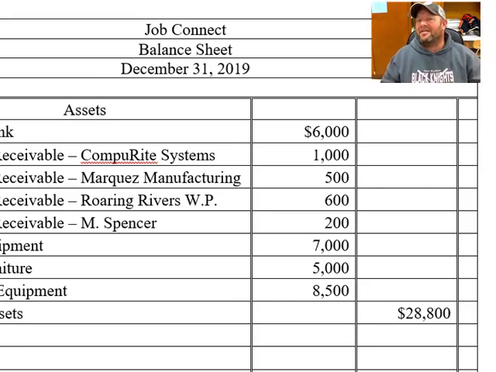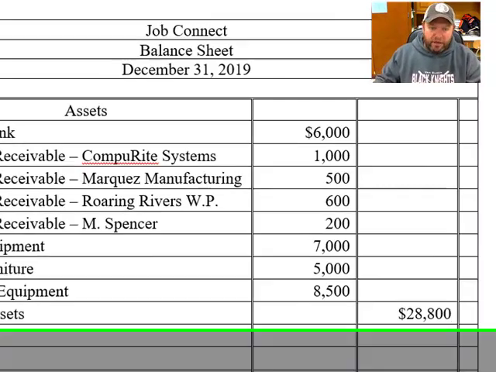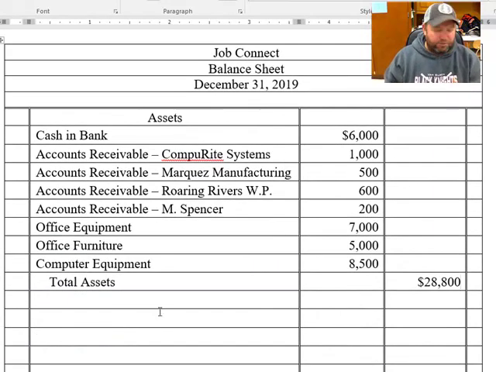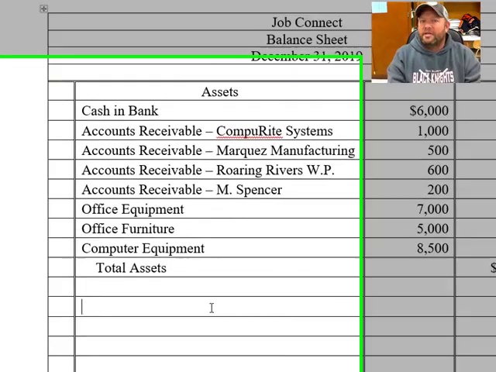So now we have our total assets. Remember, the purpose of a balance sheet is to see if we are in balance. Are the assets equal to the liabilities plus owner's equity? So let's move over to our liability accounts. I like to put a little space in there. You don't have to. You could put liabilities right underneath total assets.